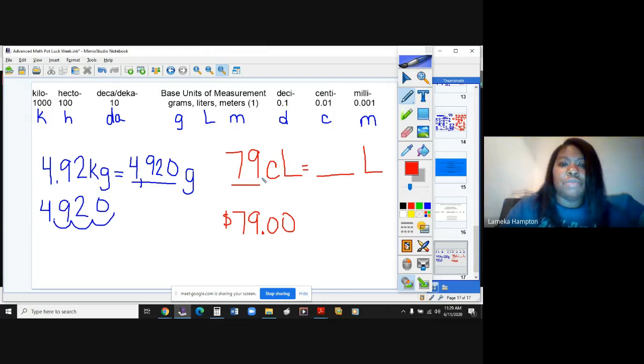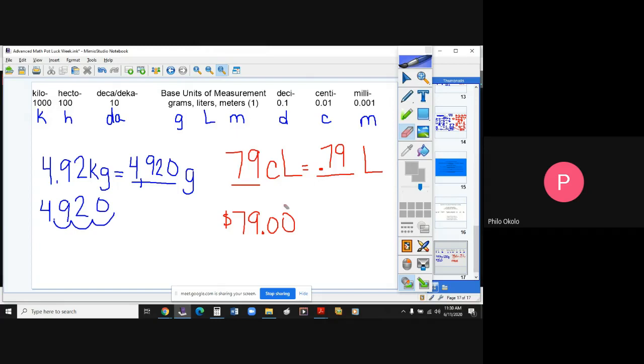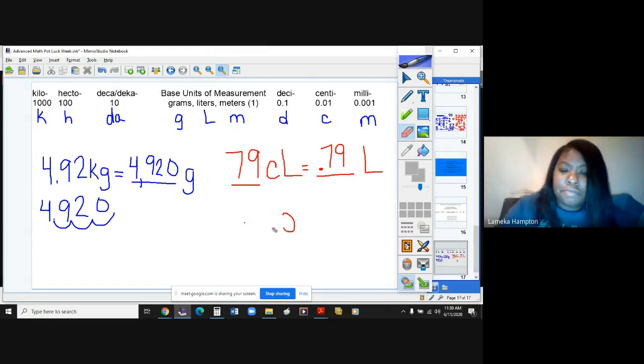Because my decimal is behind the 9, which is the ones place, I'm going to move it 2 places to the right. And my decimal is now in front of my 7. See how easy this stuff is? You're just moving decimals. Who knew? Excuse me. Yes, Miss Philomena.